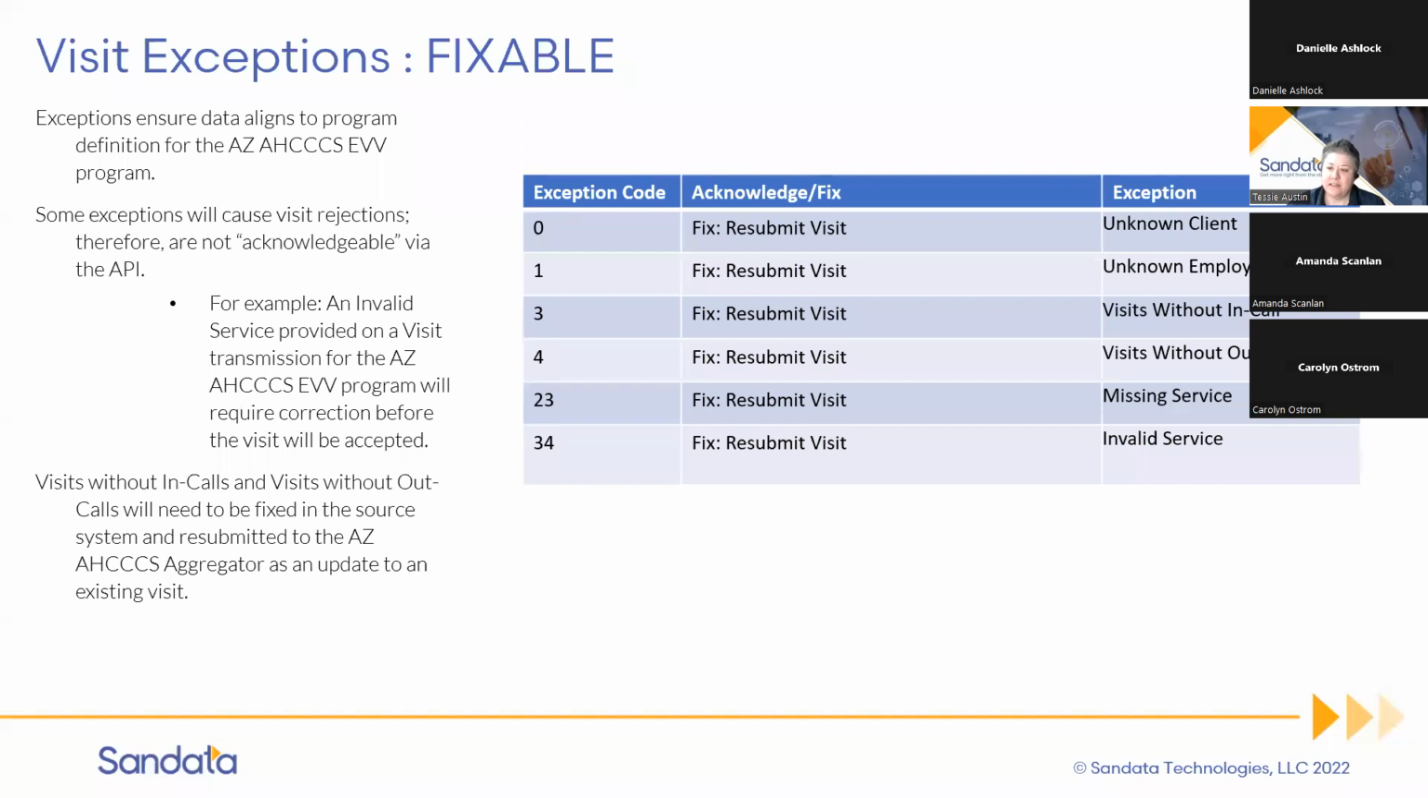And you can see over here on the left side, there could be things that could cause rejections that are not exceptions per se. If you send an invalid service code, we're gonna reject that before it even gets into the account. So you'd have to resend that. But they're not acknowledgeable, right? That would have to be completely fixed if it was a missing service over here.